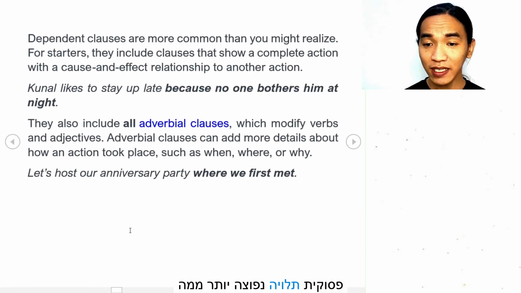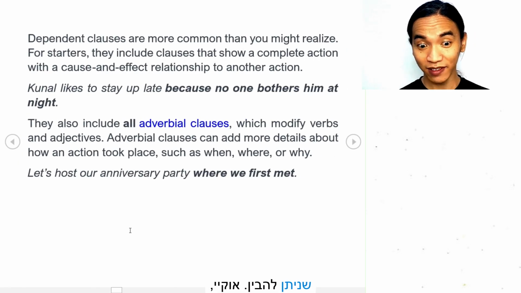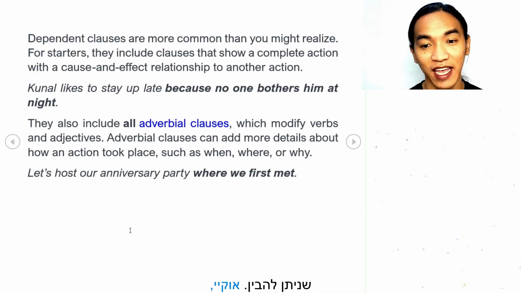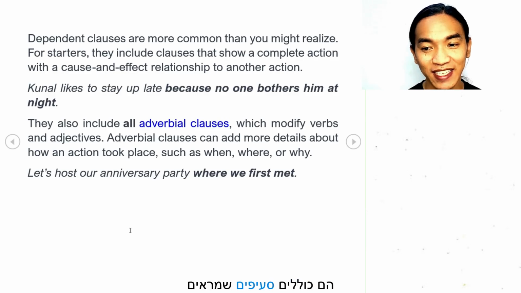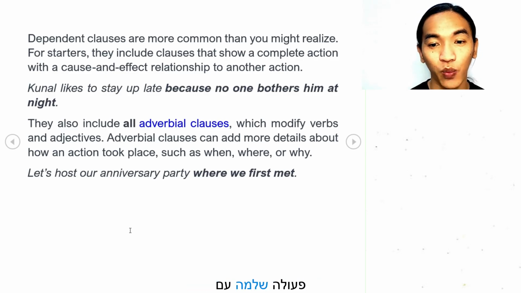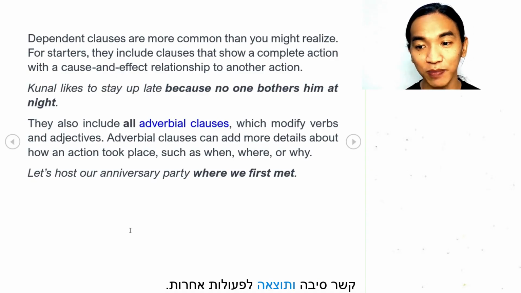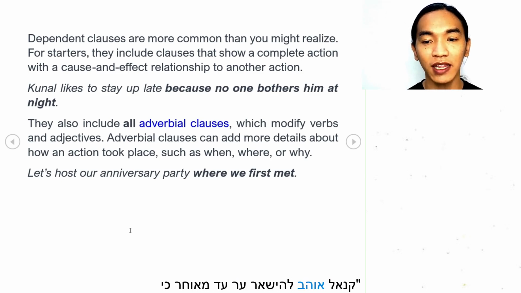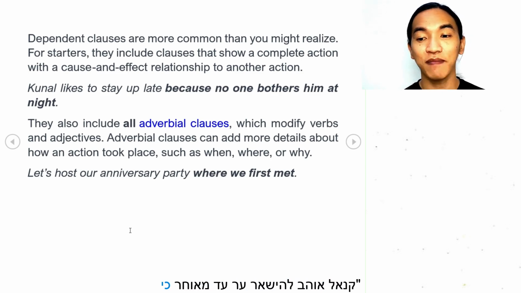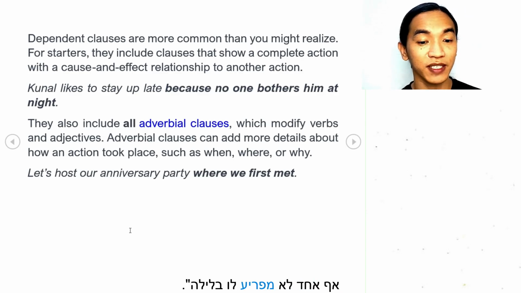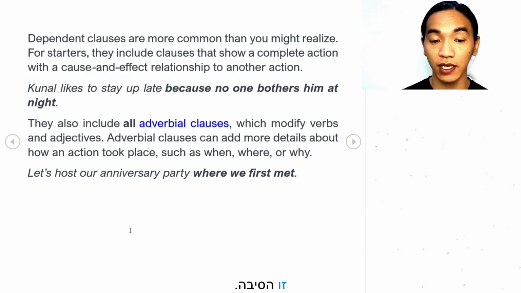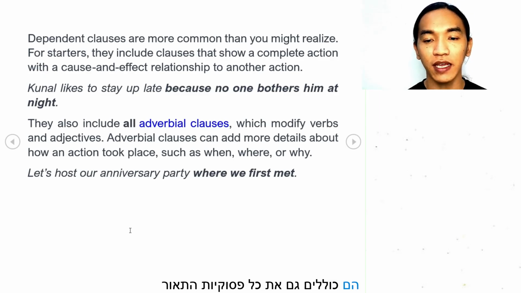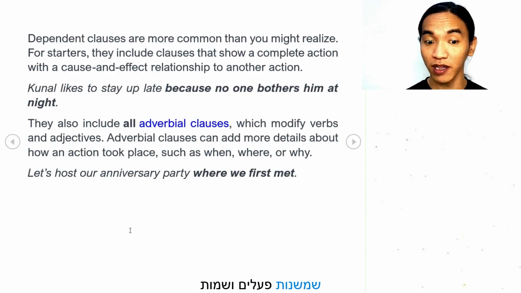Now, dependent clauses are more common than what you might realize, okay? For starters, they include clauses that show a complete action with a cause-effect relationship to another action. For example, here, cause-effect relationship: Kunal likes to stay up late because no one bothers him at night. Okay, this is the reason. They also include all adverbial clauses, which modify verbs and adjectives.